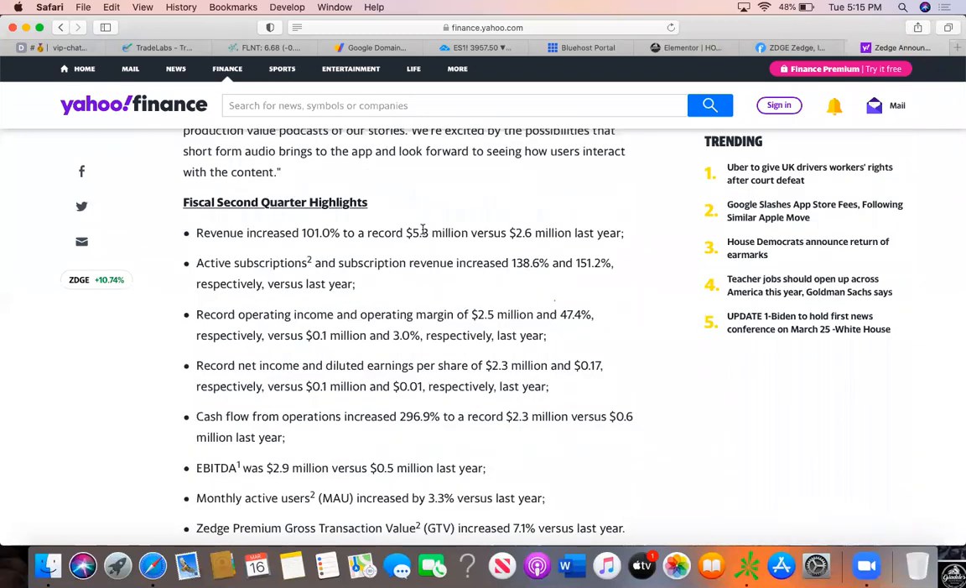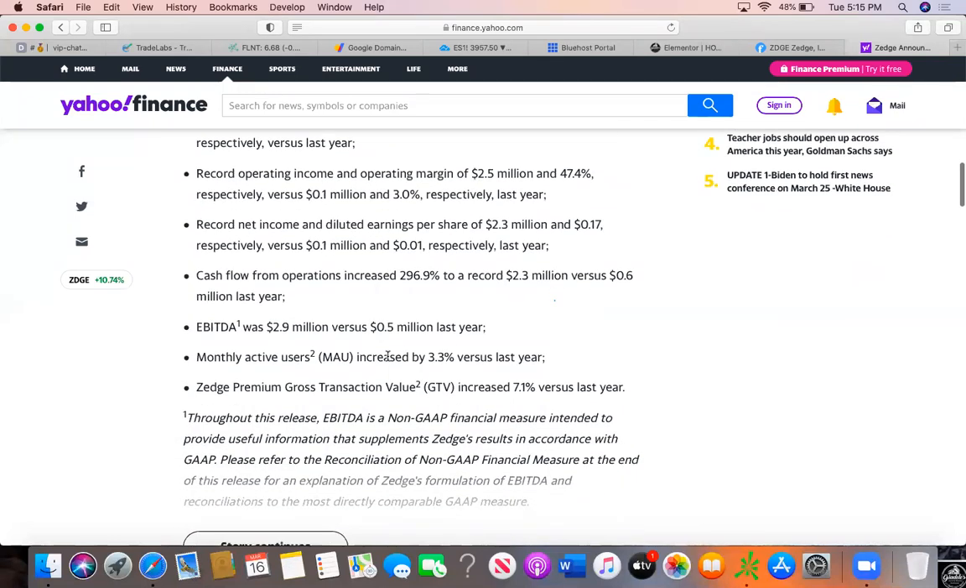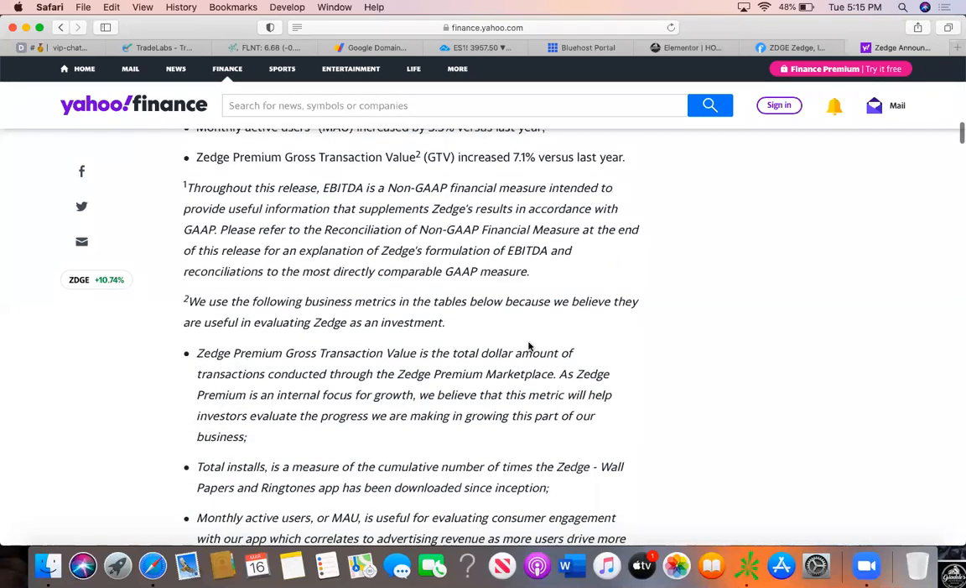Let's see. So look at these numbers right here. Revenue increased 101% from last year. Active subscriptions increased 130%, 150%. Income, same thing. You just see all these numbers increasing. That's just one thing you really want to look into, seeing growth quarter over quarter and year over year.